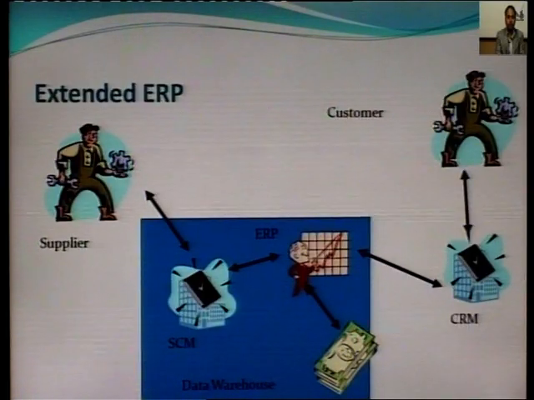There is one department in ERP that is the manufacturing department. That department will manufacture goods, and the goods will be supplied by the sales department to the customers. And CRM is responsible for the customer relationship management, and SCM is responsible for the supply chain management between the ERP system and suppliers. And all the items will be stored in the data warehouse by the ERP system.